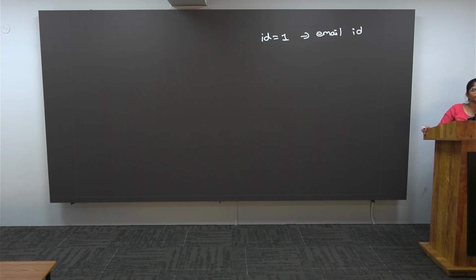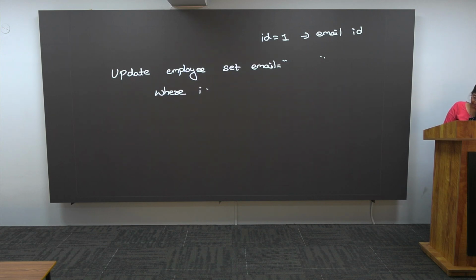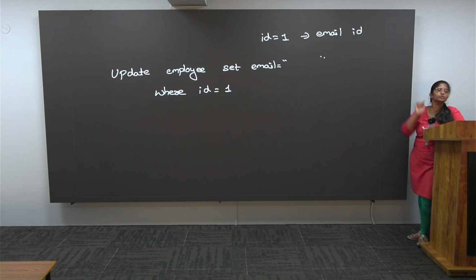What is the query first? Update employee set email ID equal to whatever you want to specify, that email ID. Next, where ID equal to 1, whatever the ID you want to go. This is the query that you used to write inside your SQL.